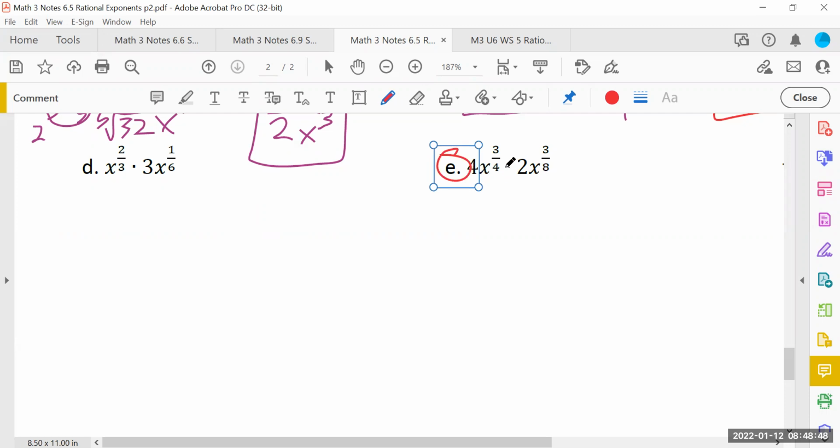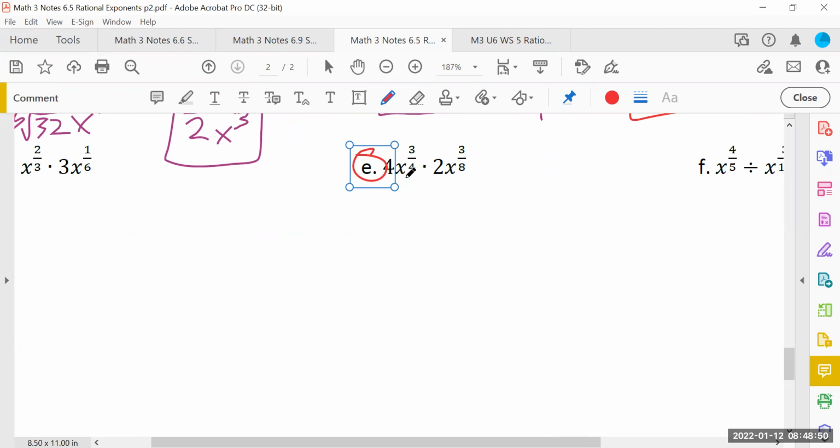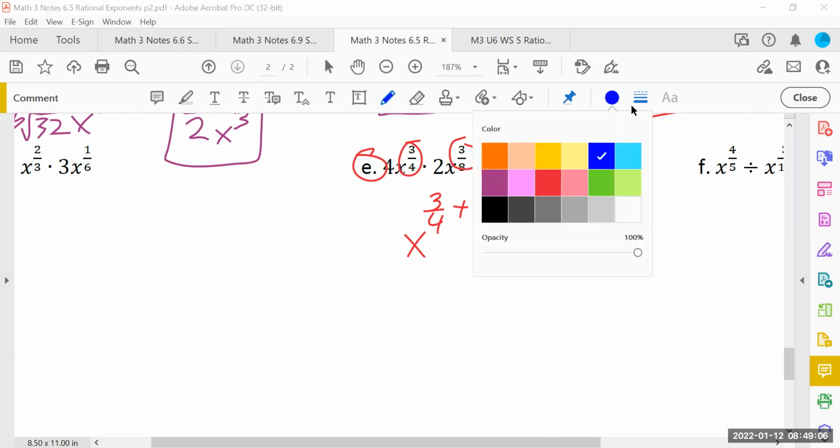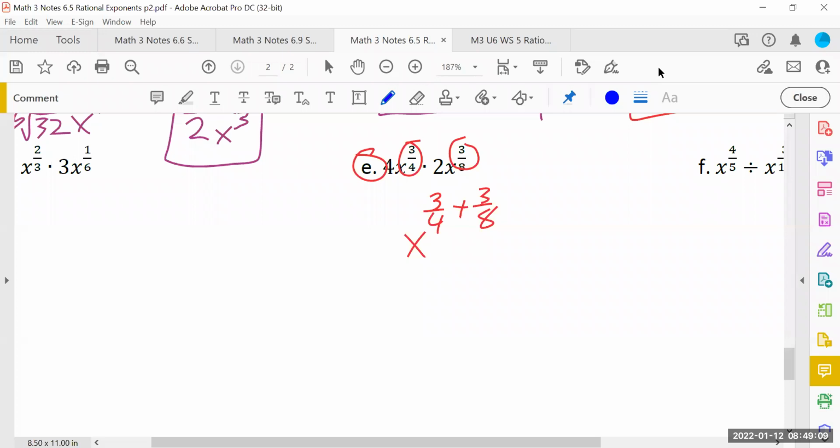If I multiply these together, is everybody good with the exponents getting added? This is x to the 3/4 plus 3/8, right? Exponents get added together. Here's where people make mistakes though. What we do to the exponents is not what we do to the coefficients. This is literally just 4 times 2. The numbers out in front get multiplied. The exponents get added. 2 different rules. Don't mix them up.